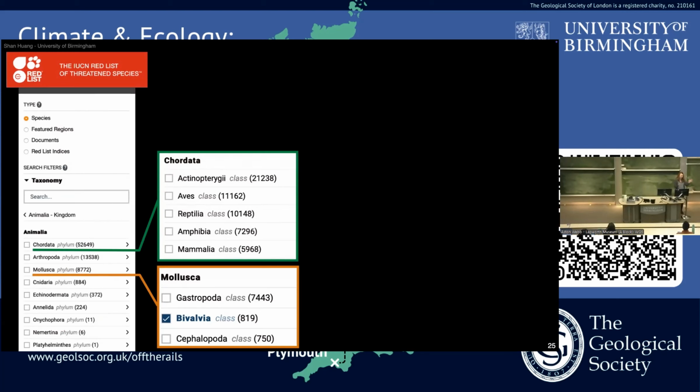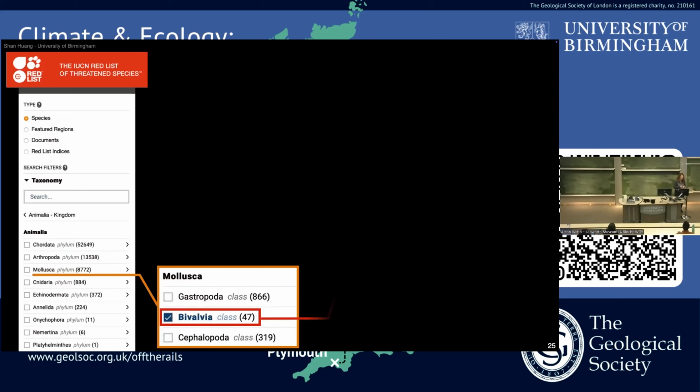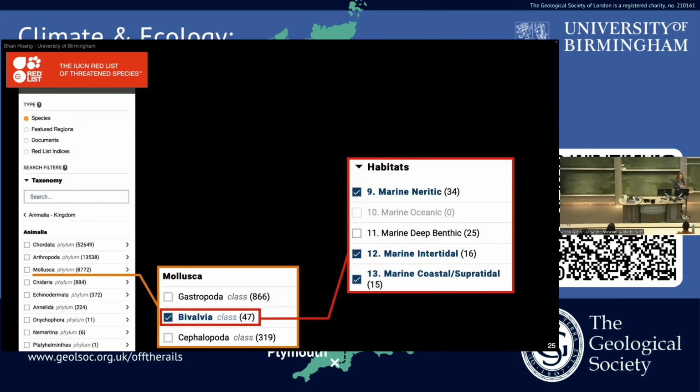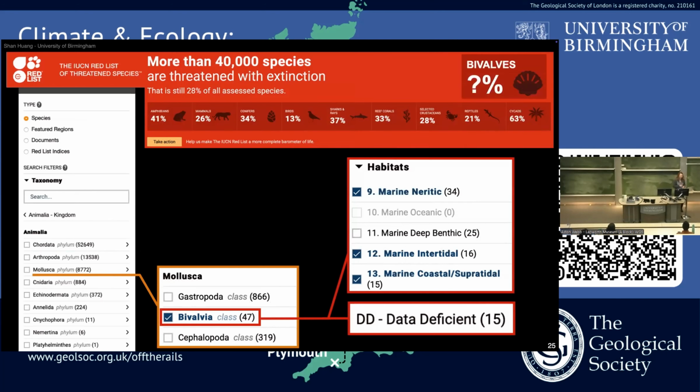But the standard Red List by the International Union for Conservation of Nature has only ever evaluated less than 1,000 bivalve species, among which less than 50 are shallow marine species. And these still include 15 species deemed as data deficient. So we really don't know that much about them. And they are never your poster child of endangered species on the front page. But as we can see here, this might be due to the lack of data that can be used to predict their future.